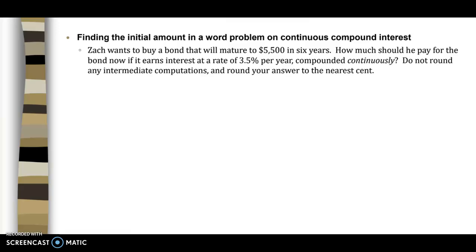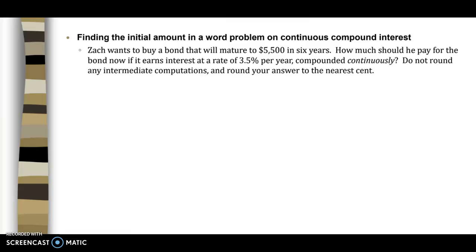Hey everybody, in this video we're going to talk about finding the initial amount in a word problem on continuous compound interest. So this problem says Zach wants to buy a bond that will mature to $5,500 in 6 years. How much should he pay for the bond now if it earns an interest rate of 3.5% per year, compounded continuously? Do not round any intermediate computations, round your answer to the nearest cent.